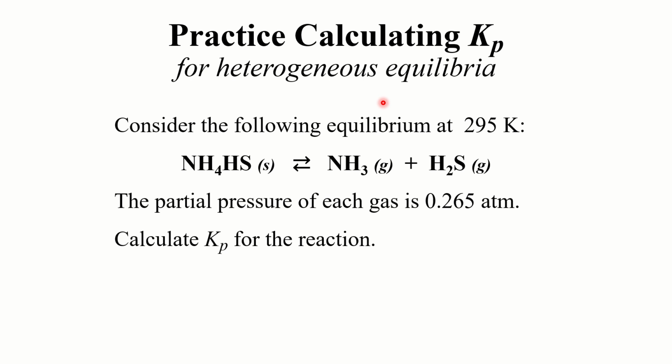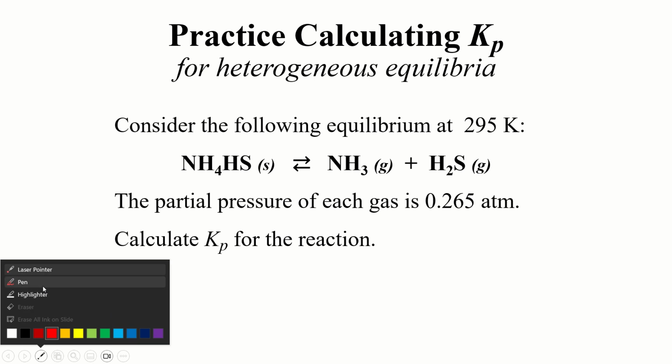All right, let's do a little practice here, calculating Kp for these heterogeneous equilibria. Considering the following equilibrium at 295 Kelvin, NH4HS solid forms NH3 gas and H2S gas. The partial pressure of each gas is 0.265 atmospheres. Calculate Kp for this reaction.